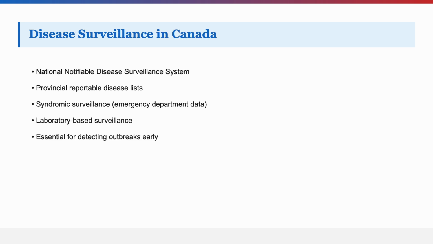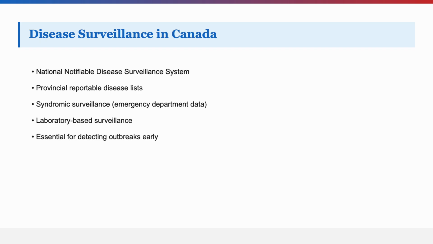Surveillance systems provide ongoing descriptive epidemiology, continuous monitoring for patterns that need attention. Canada's National Notifiable Disease Surveillance System compiles provincial reports of designated diseases, tuberculosis, measles, invasive meningococcal disease, and many others. Each province has a list of reportable conditions that healthcare providers must notify to public health.